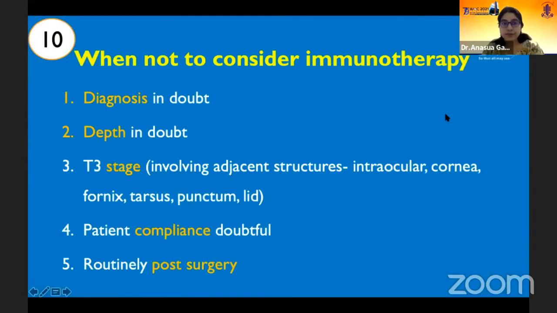So the 10th pearl is very important: when not to consider immunotherapy. Whenever the diagnosis is in doubt, best is to perform incision biopsy, establish your diagnosis, and then start on immunotherapy. When the depth is in doubt, or it is a T3 stage tumor, that is, there is involvement of the adjacent structures, intraocular, cornea, fornix, tarsus, punctum, lid. When any of the adjacent structures are involved, we cannot give immunotherapy.